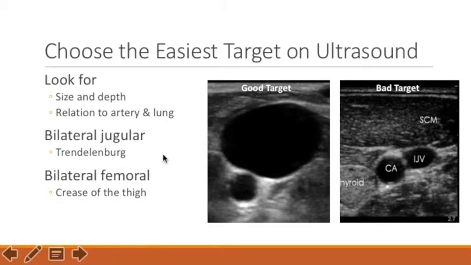And then increase the Trendelenburg of the patient, which will push more blood into the neck veins and dilate them and potentially give you a bigger target to shoot for. And if that still doesn't help, check the bilateral femoral veins and be sure to ultrasound the crease of the thigh, which tends to make the femoral vein the largest and most medial to the artery.